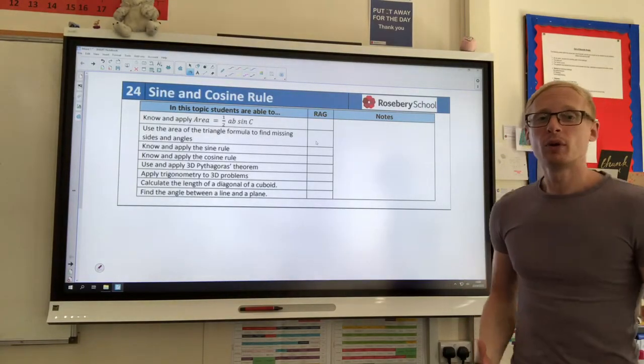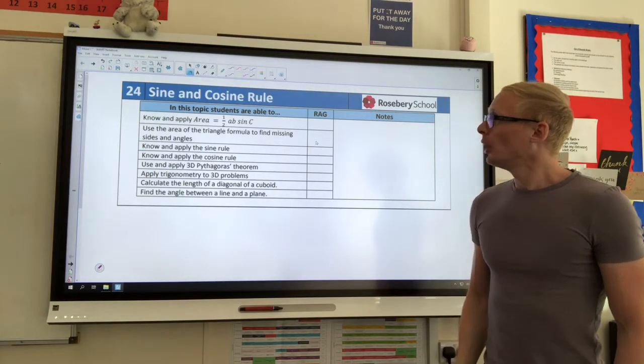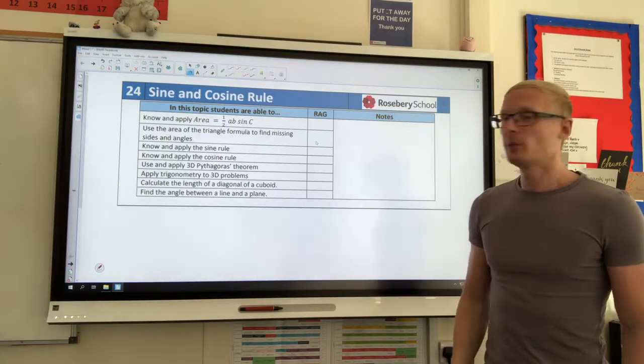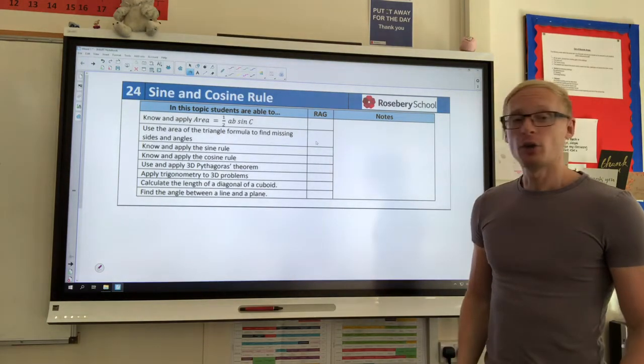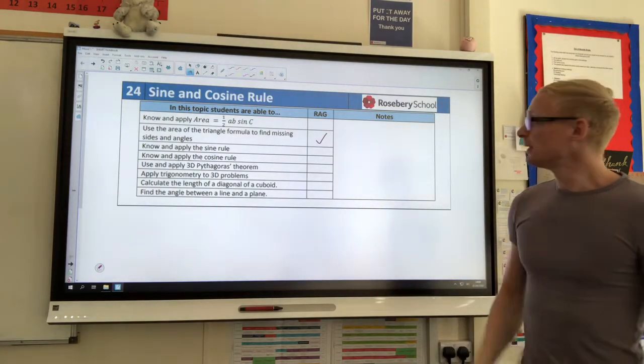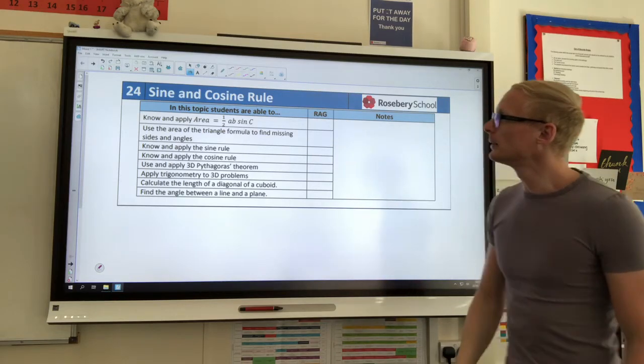Okay, hello and welcome to lesson 7 of topic 24, sine and cosine rule. So if you worked through last lesson, which was to use the area of a triangle formula to find missing sides and angles, and you got all those questions right, then you can tick this one off. Now today's lesson is about combining these first 4 bullet points here.